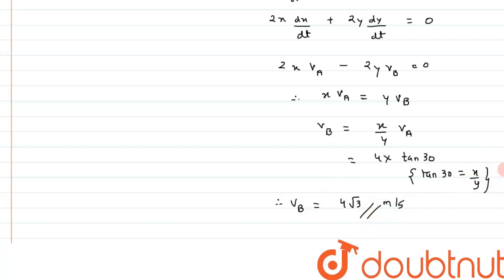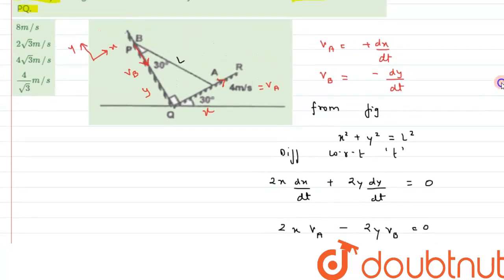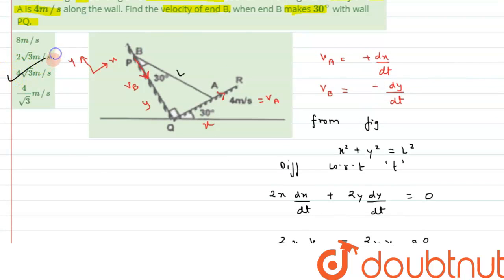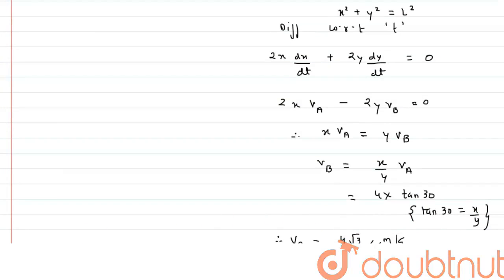So this is the velocity of point B that we are getting. If we compare it with the options, we can say option C is the right answer to this question. I hope you have understood the concept, and thank you for watching.